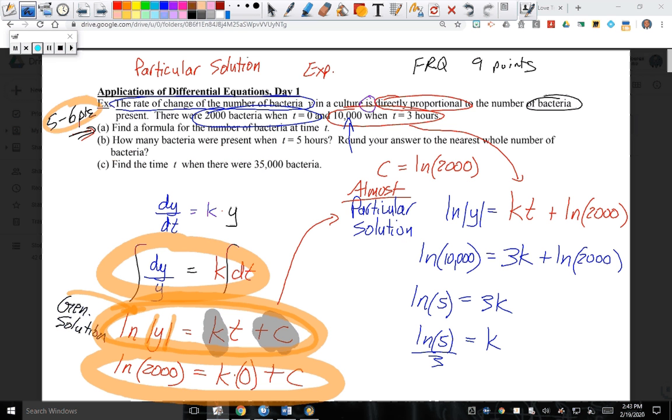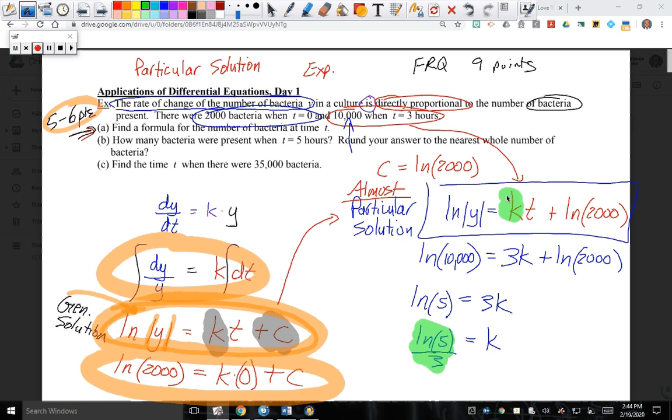Now I can take this almost particular solution, and I'm going to use this k that I found as my, you could say, proportionality constant right here, and then I have my equation. I just have to get y by itself. Go with me?